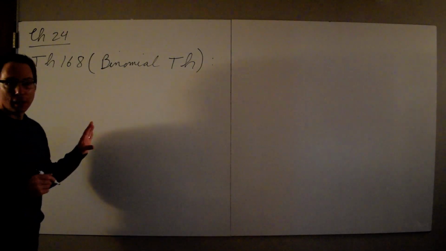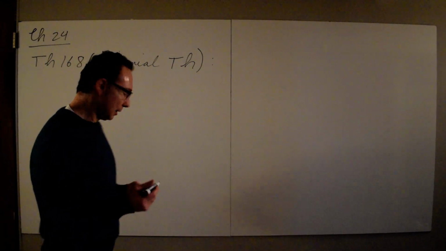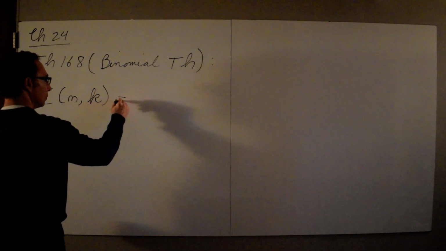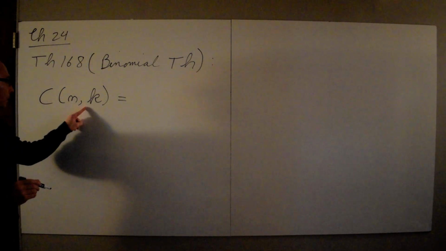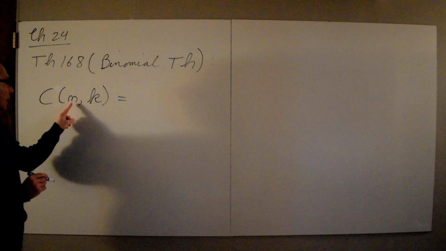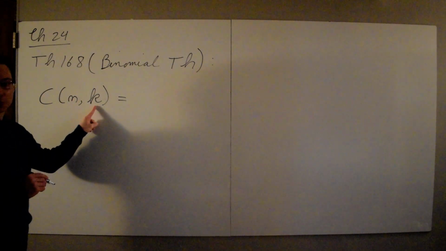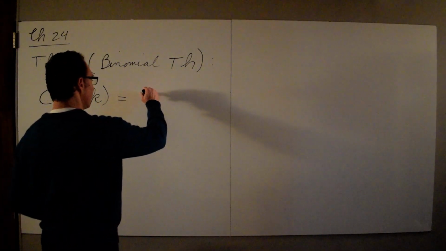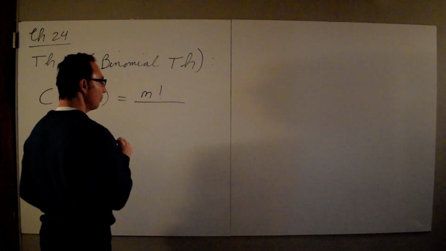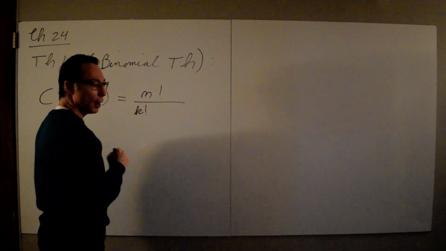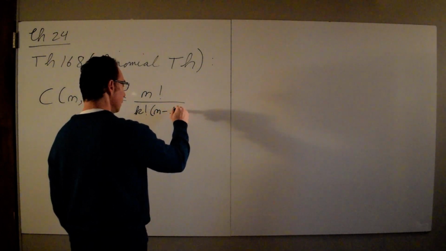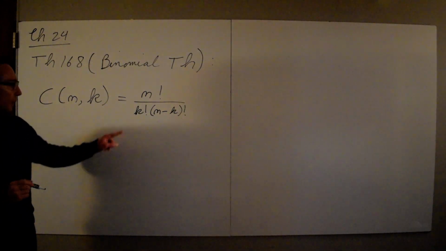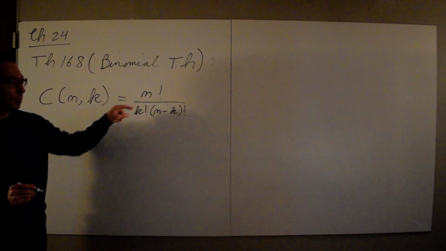I'm going to start by explaining how to choose k objects from a set of n. We have a formula. This is called n choose k, and it's the number of ways of taking a set of n objects and choosing k objects when order does not count, when order is not important. That formula is n factorial divided by k factorial times n minus k factorial. This is the number of ways of choosing k objects from a set of n.